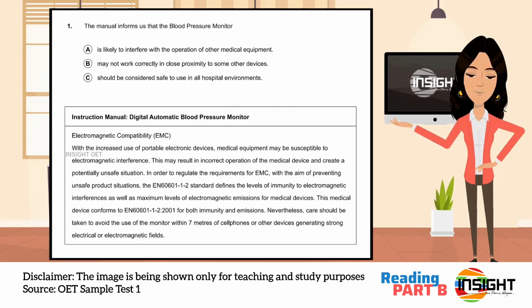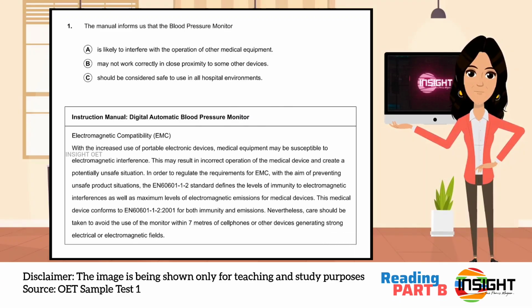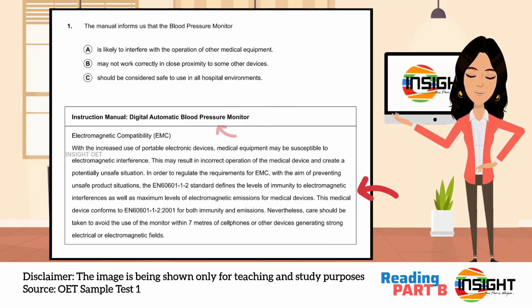And because of this trend, there may be incorrect operation of the medical device, and it can even create an unsafe situation. In order to manage this issue and to prevent unsafe situations, there's a standard for electromagnetic interference. And it is said that this medical device, that is, the digital automatic blood pressure monitor, conforms to this standard with respect to EMC.